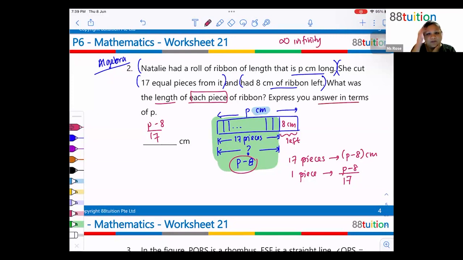Now, let me ask you a question. If I tell you that P is equal to, let's say, 59, what is the length of one piece?